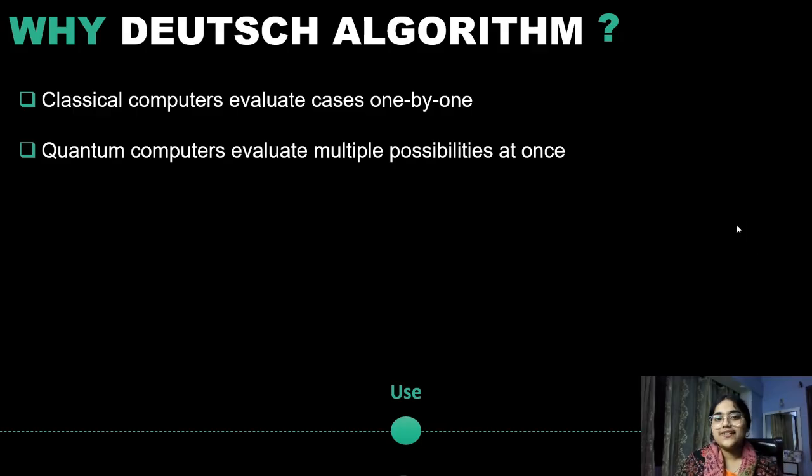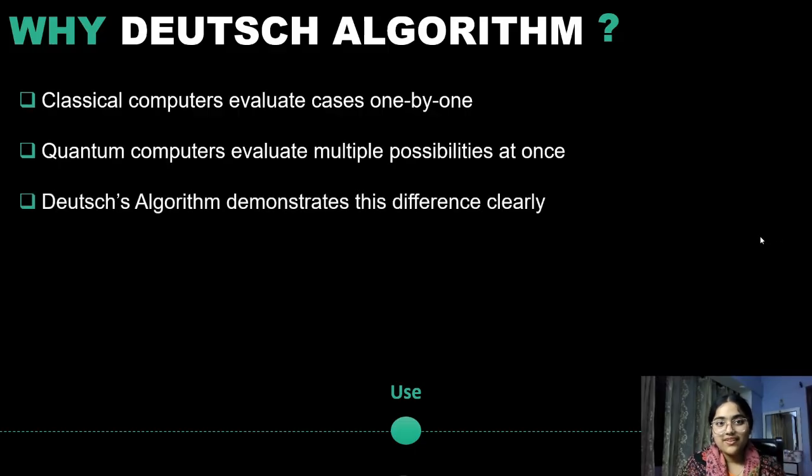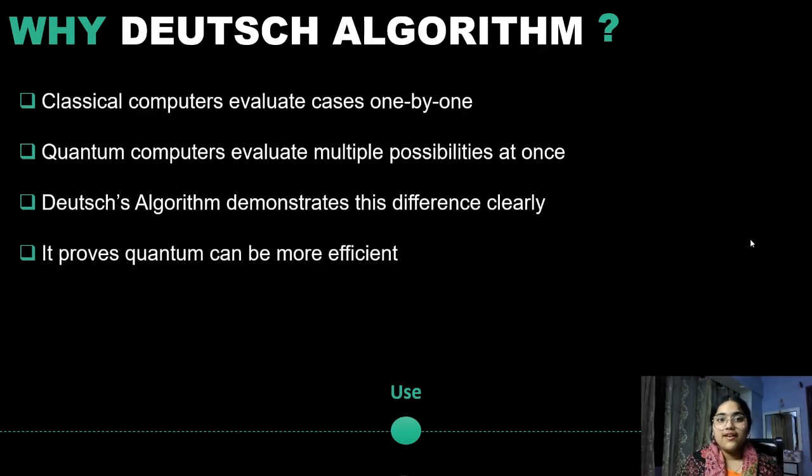Now, here's where quantum computers flex. Instead of checking things one at a time, they can explore many possibilities at the same time. It's like having infinite tabs open, but without the laptop crashing. Deutsch's algorithm is like the first school demo of this power. It gives us a simple example where quantum computing solves a problem faster than classical computing, just because it can explore multiple options simultaneously. And that's the exciting part.